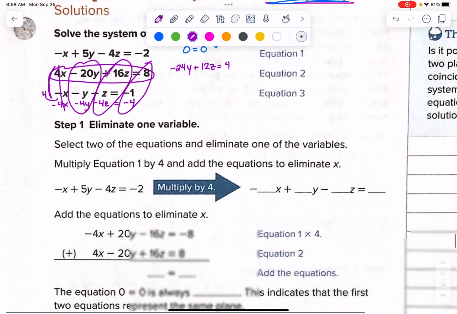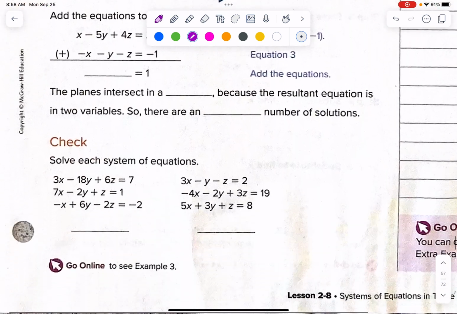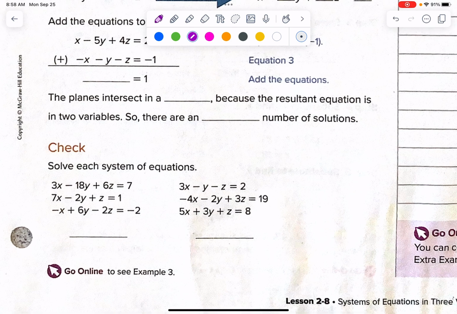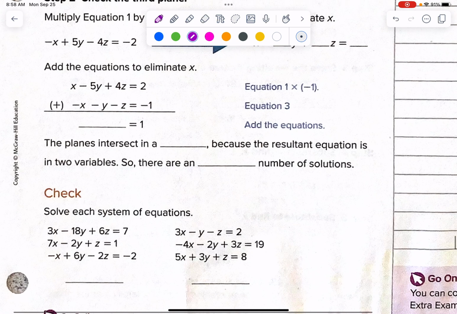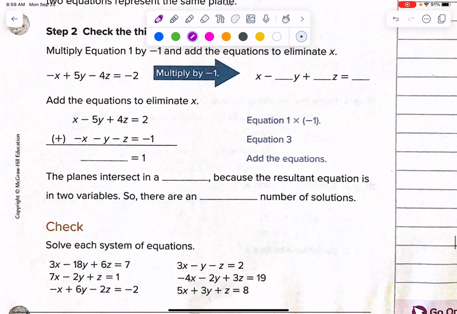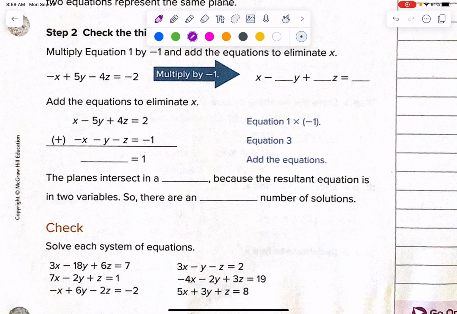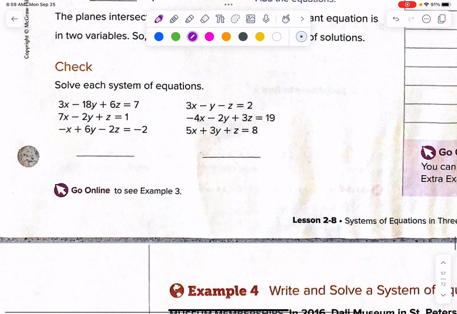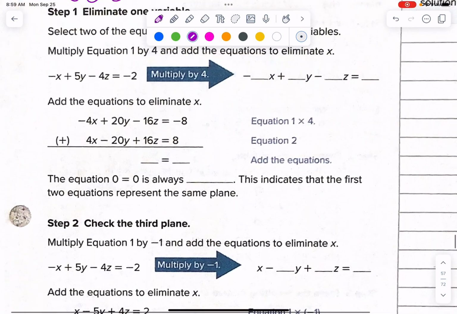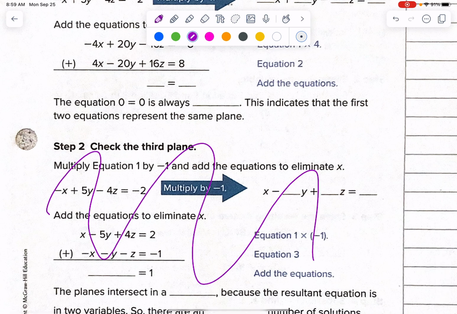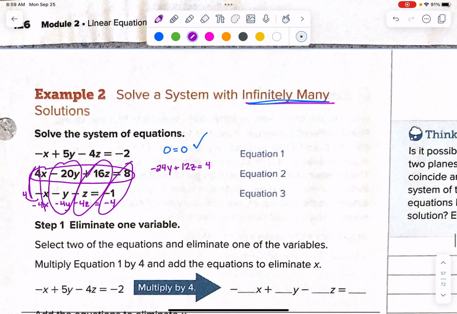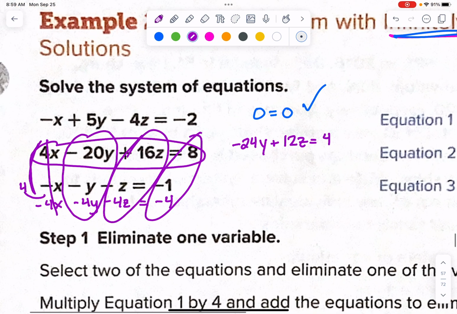Okay, let's see. Let me go down, check. Solve the systems of equations. They added the equations together. So there are an infinite number of solutions. You know, I think we could have just stopped after the first one. I don't think we have to check the third plane. We got 0 equals 0. That's infinitely many solutions. I think we're okay. I don't even think we had to do what we just did just now. You can back up. We got infinitely many solutions. We don't even have to check the third plane, I don't think.